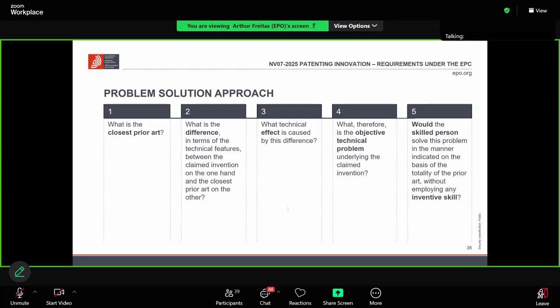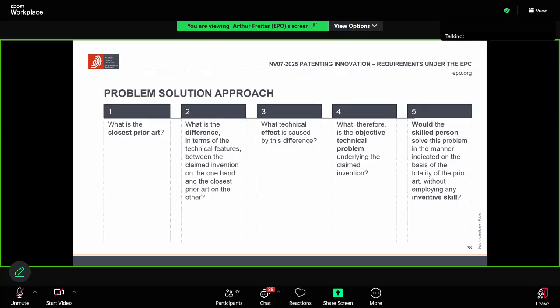So here, the first step would be finding the closest prior art. Once novelty is established, there will always be one document which is the most promising document that we call the closest prior art. It might have the most features in common, coming from the technical field. Then once we have the closest prior art, we look at the difference between the closest prior art and the claimed invention. Let me give you a concrete example.